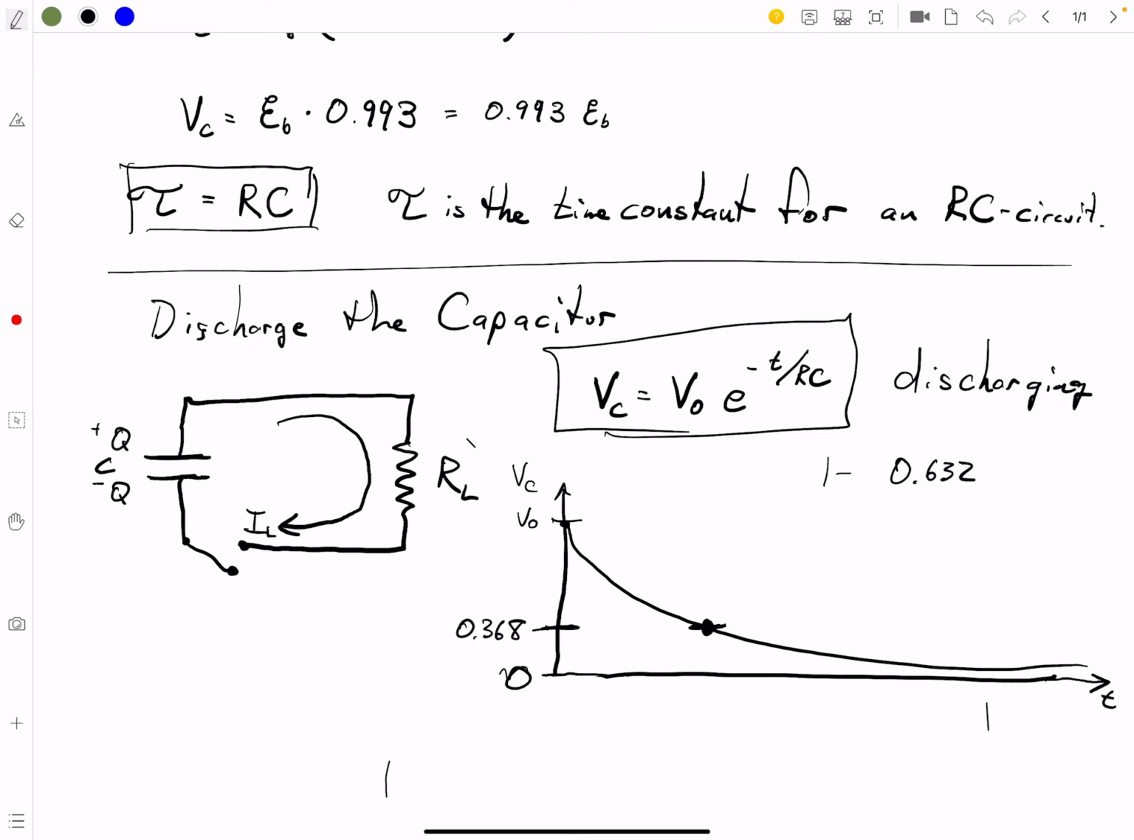Then it'll do another, every single time it does another RC. So that's the first RC. Here's the second RC. It'll drop another this much of where it was here. So this is the same fraction. It's an exponential thing. You guys get it, I hope.